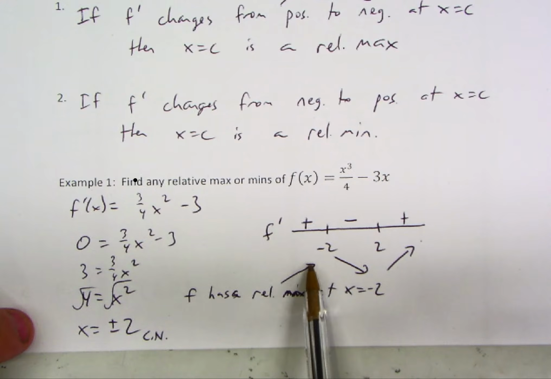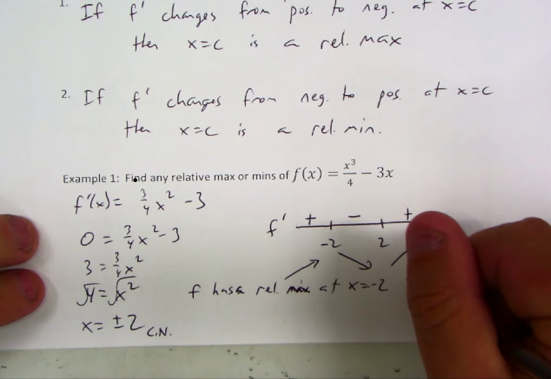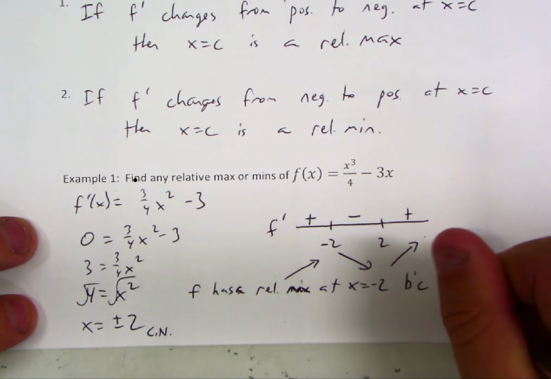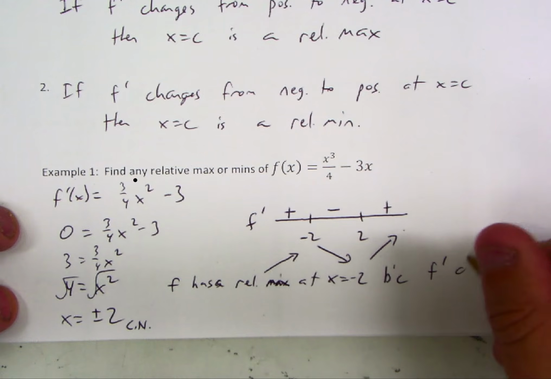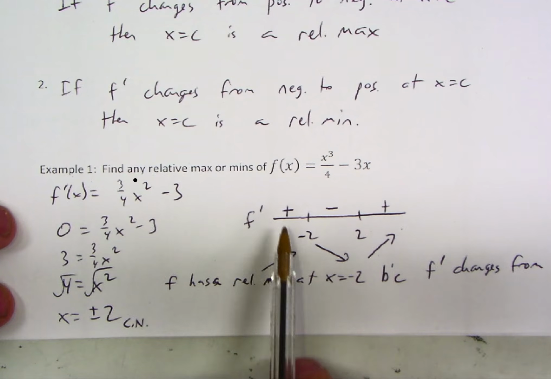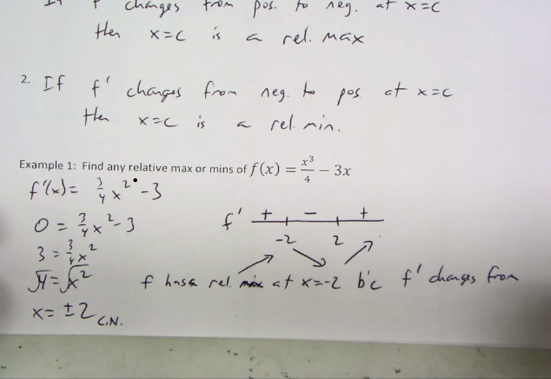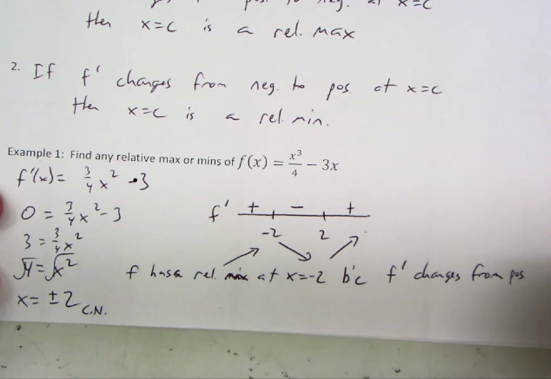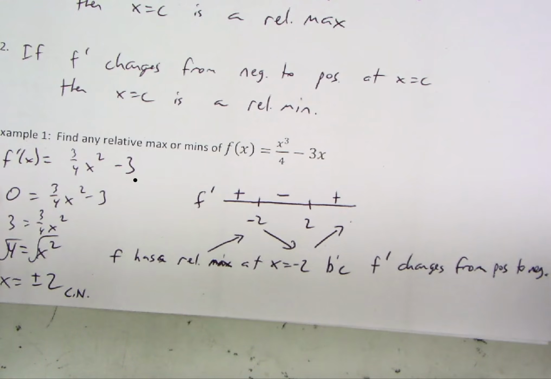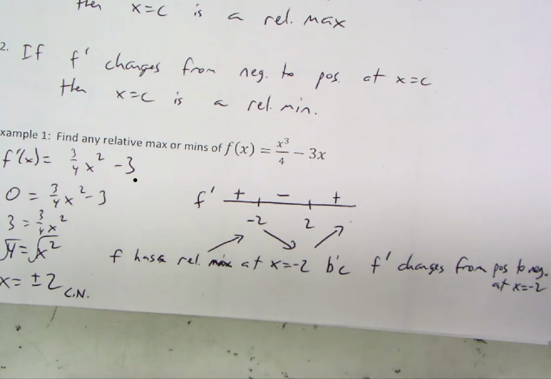Has a relative max at -2. And then oftentimes it's going to say justify or explain your reasoning. And I would say because f prime changes from positive to negative at x equals -2. From positive to negative at x equals -2. That would be my justification.